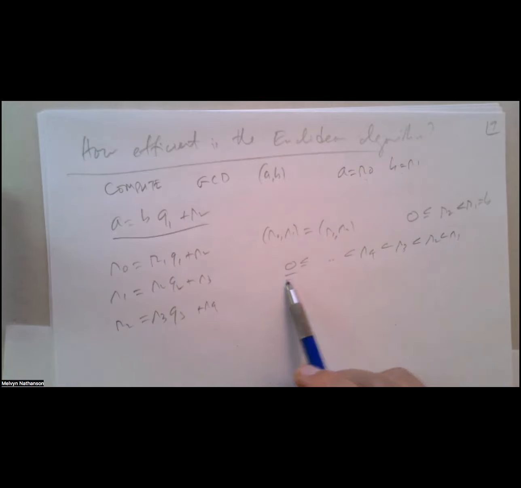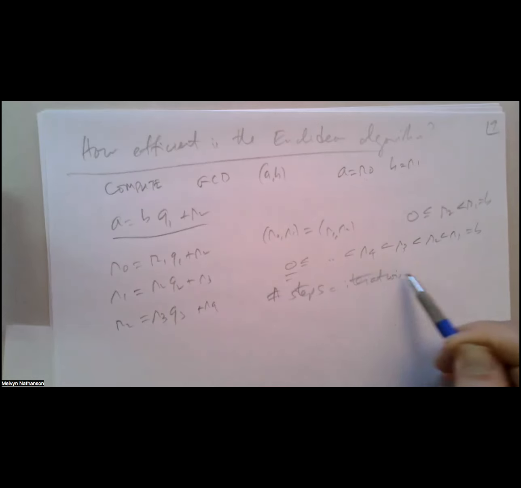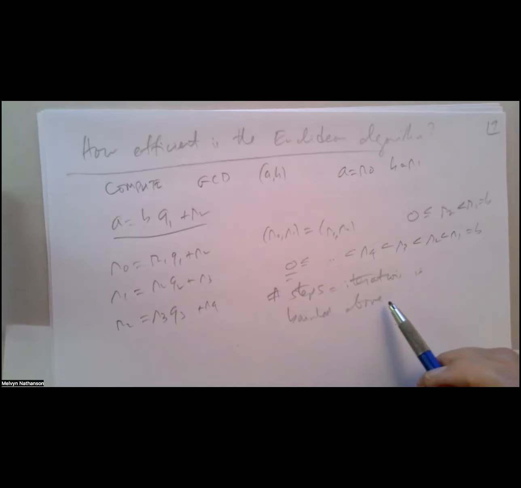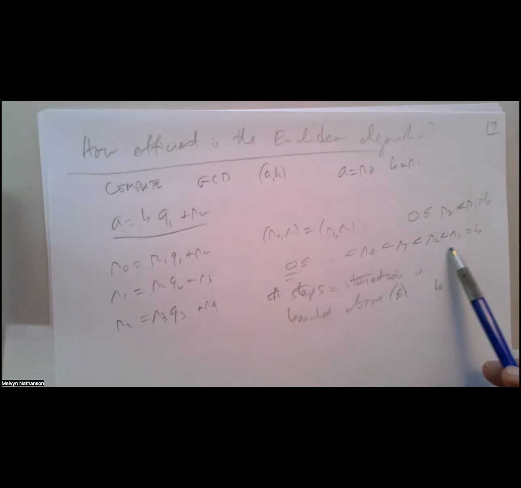And how many steps until you hit zero? Well, you have a strictly decreasing sequence of numbers starting with B. So the number of iterations is certainly bounded above by, or less than or equal to, B, right? You have a positive number B. Every step gives you a smaller non-negative integer, strictly smaller. So if you start with B and you go down by at least one, by the time you've done B plus one steps, you're less than zero. So you have to hit zero in at most B steps. So an upper bound is B, right?